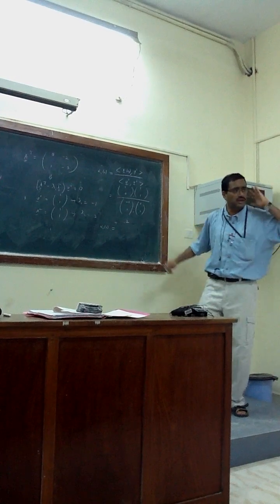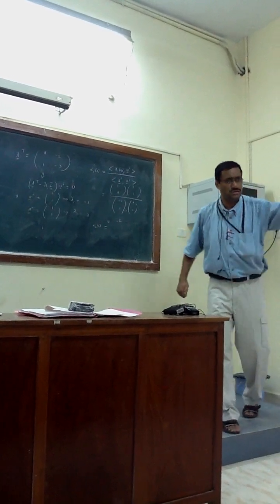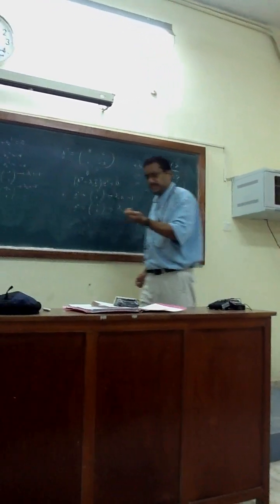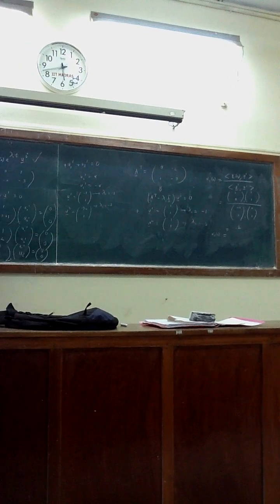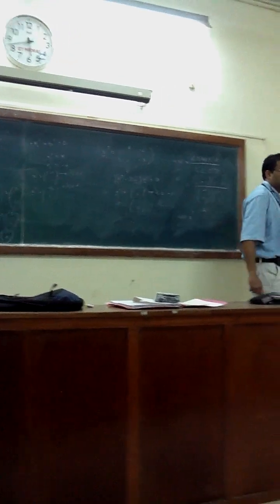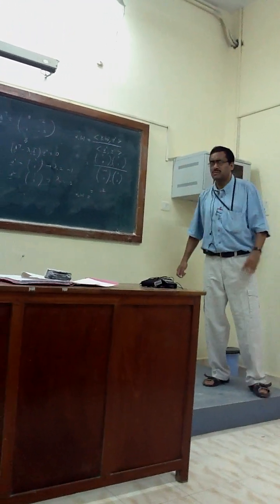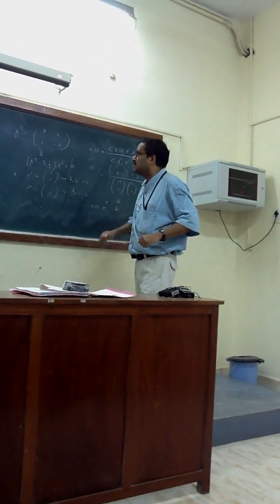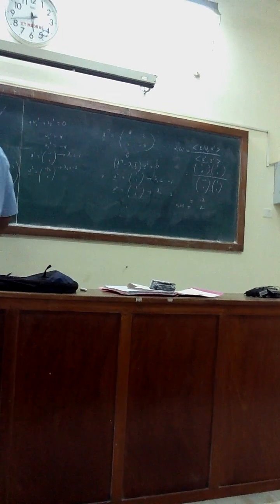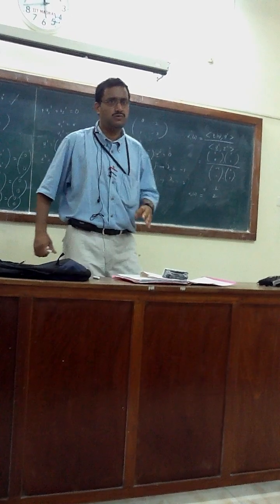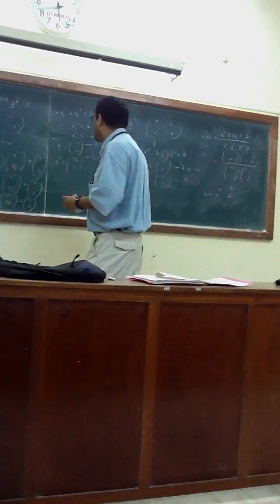What's your name? Naveen. Okay. Naveen, so tell me alpha 2 0. Yes, +2. Is that correct? Alpha 1 0 is -2. Alpha 2 0 is +2. Yes. Okay.